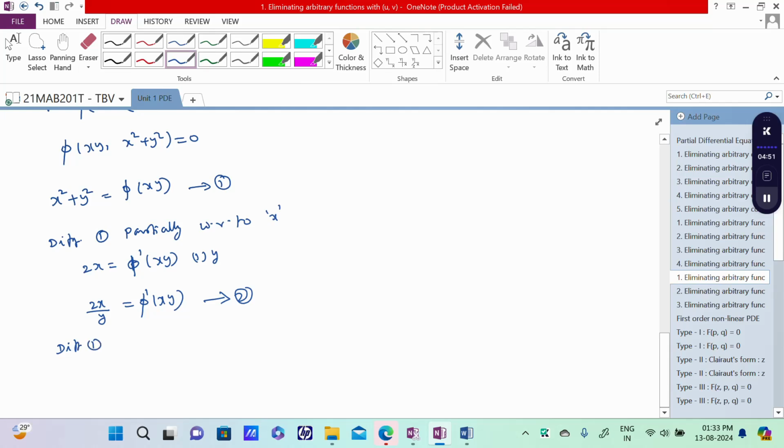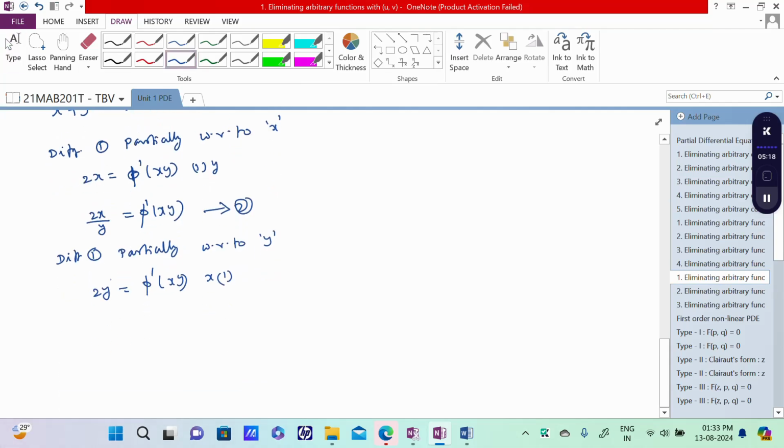Then differentiate 1 partially with respect to y. When I differentiate partially with respect to y, this is 2y equal to phi dash of xy, where x is constant, y differentiation is 1, and then 0 for the constant x square. And now 2y by x, this term I am going to take to the left hand side, equal to phi dash of xy. This equation I am going to consider the third equation.